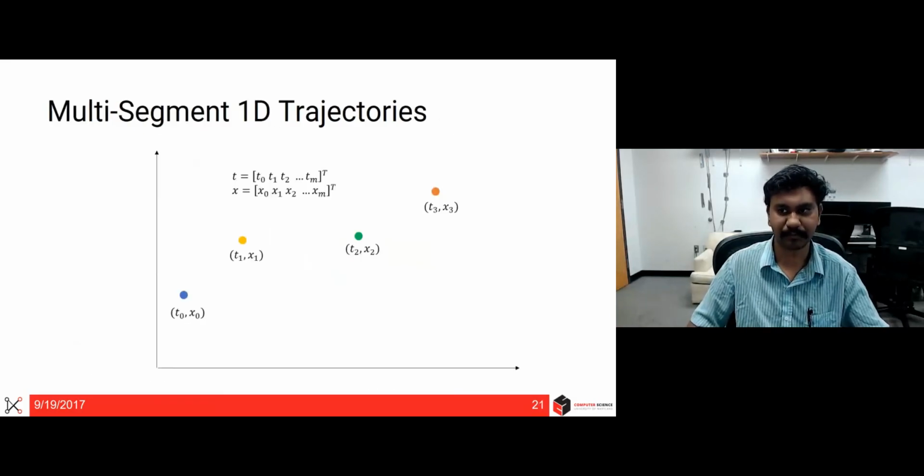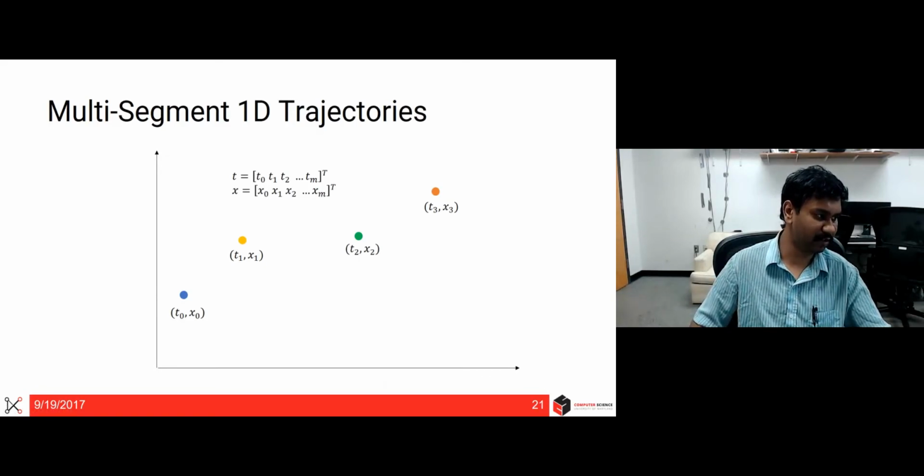So let's move on. Now we want to talk about multi-segment 1D trajectories, wherein we have 4 points shown by blue, yellow, green, and orange here, at times t0, t1, t2, and t3. And we want to be at positions x0, x1, x2, and x3. Note that again this plot is time versus position because it's all 1D.